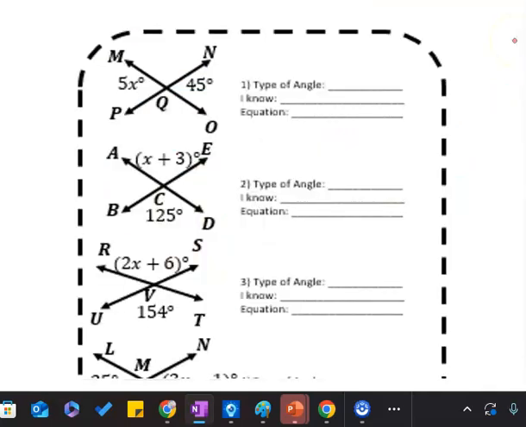All right, let's talk about our next ones. On the inside pages, on your first page, we have angle 5. This one is 5x degrees, and this one is 45 degrees. Okay. What I know is that these two are formed where two lines cross. So they are vertical angles. And yes, you have to write this every time. And what I know about vertical angles is that they are congruent.